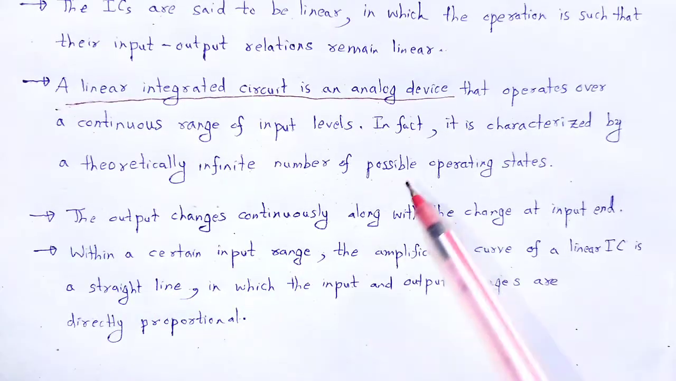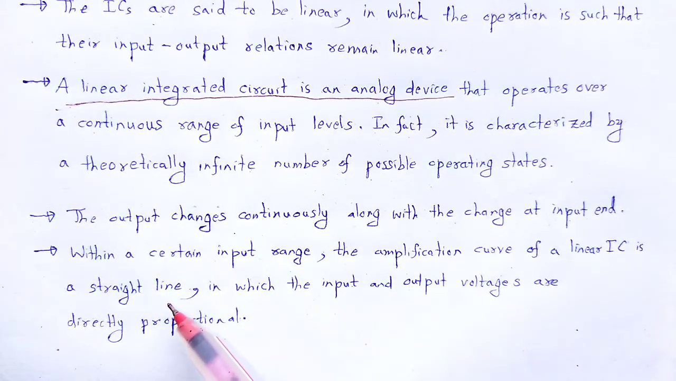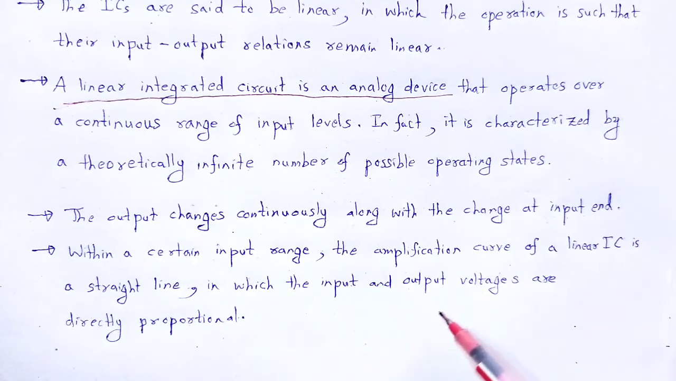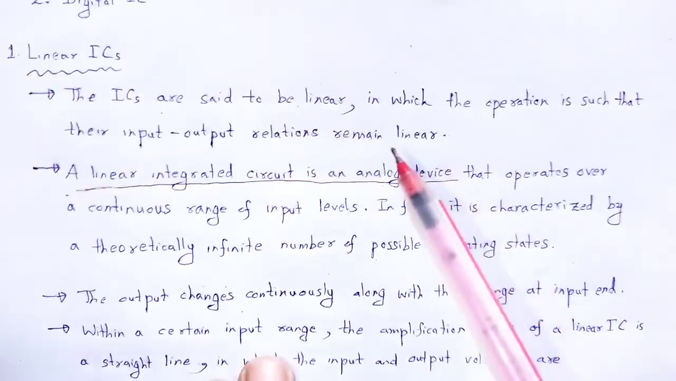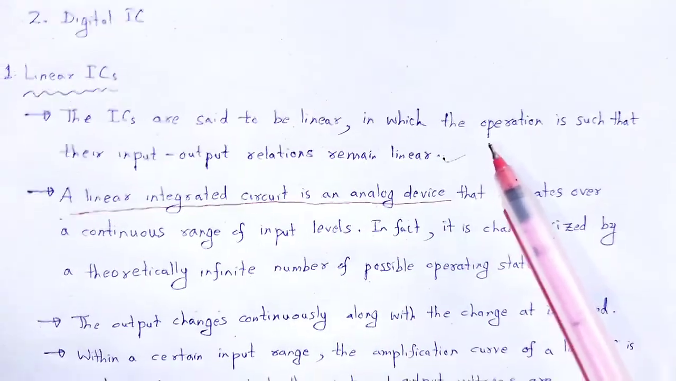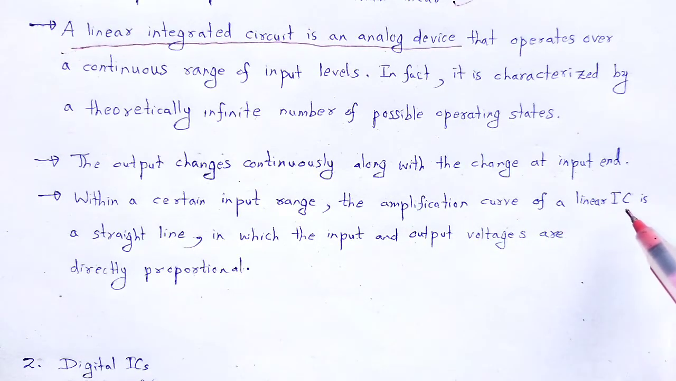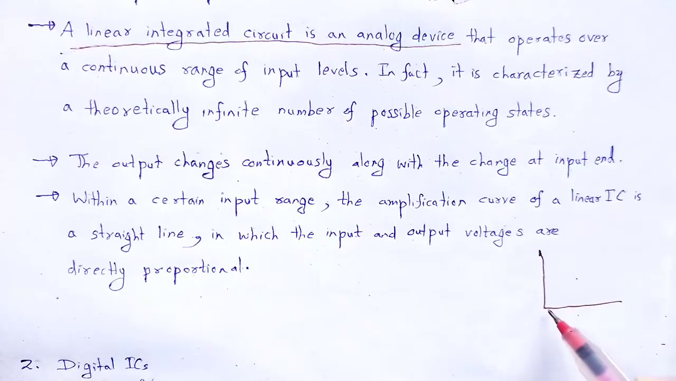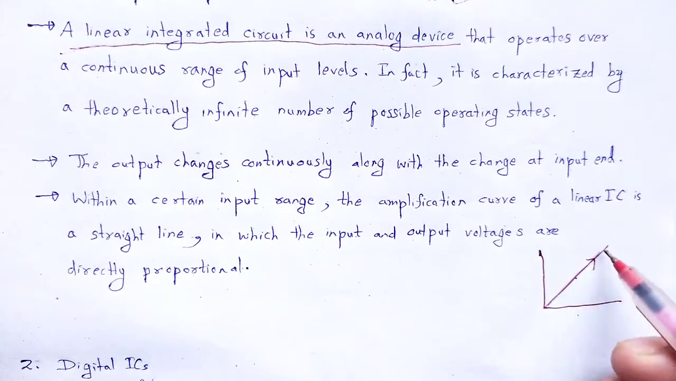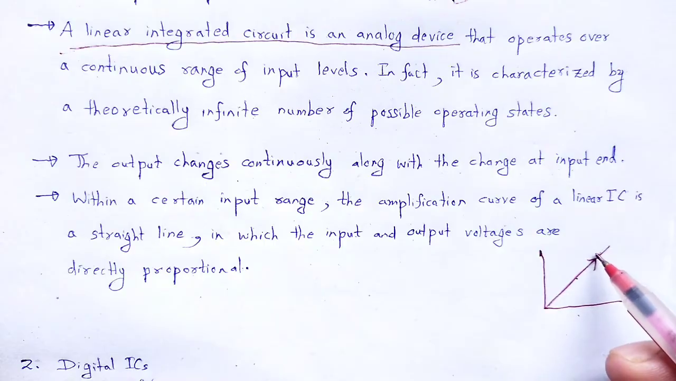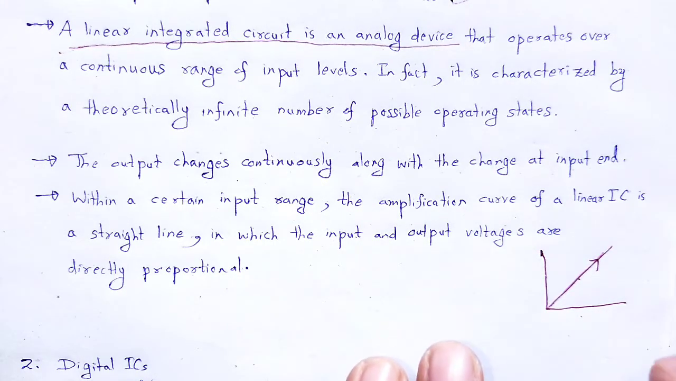In a certain input range, the amplification curve of a linear IC is a straight line, in which the output and input voltage are directly proportional. As we say, the graph we achieve is linear. Basically, that straight line indicates the output voltage and input voltage are directly proportional. If two quantities are directly proportional and we plot a graph, that graph is linear in shape.